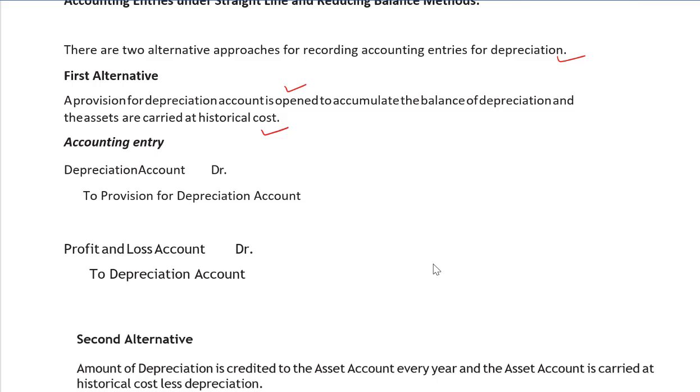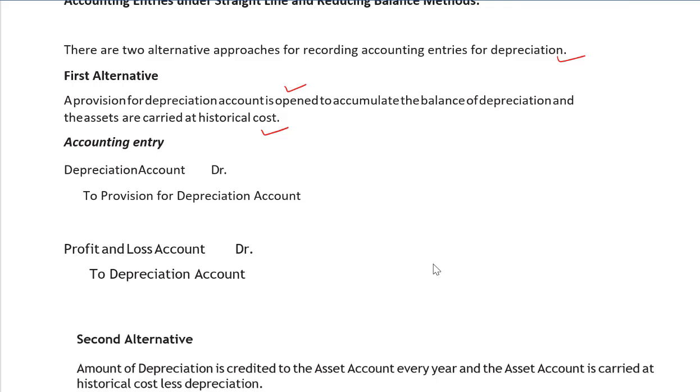Depreciation account debit, nominal account. Depreciation is a nominal account. So depreciation account debit to provision for depreciation account. And at the end of the year, this depreciation account would be closed by transferring it to profit and loss account.